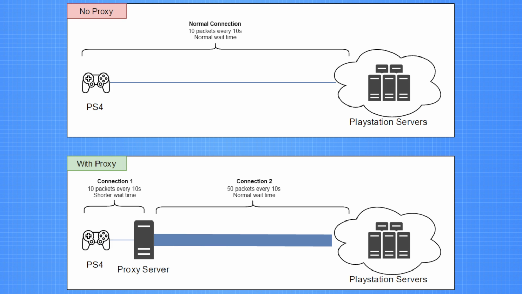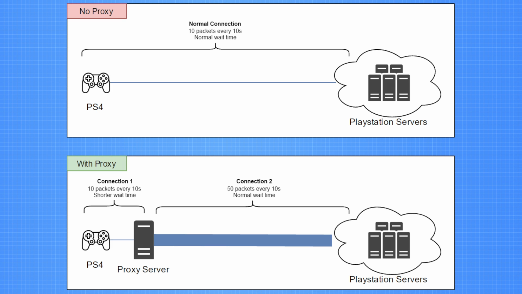Now, a PS4 can only download a certain number of packets or parts of your game at a time. I'm not sure what the real numbers are, but let's say this limit is 10 packets every 10 seconds. Now, the download server itself is much faster than your PS4 and is capable of sending 50 packets every 10 seconds. But the download server is also pretty busy, so it makes your PS4 wait in line before it starts sending it packets.